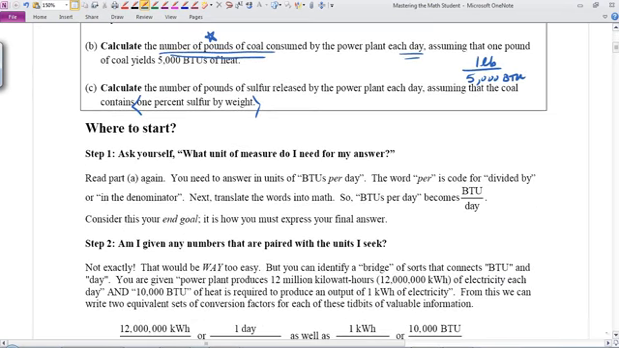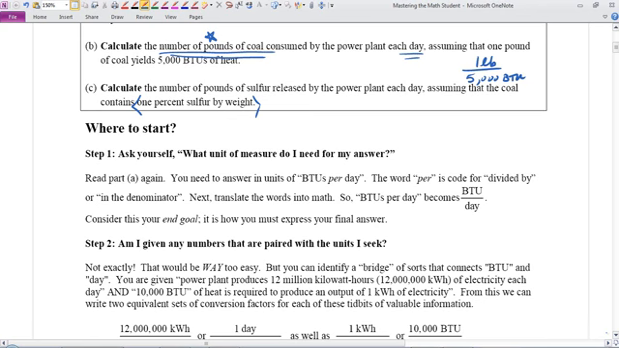All right, so if you are good with dimensional analysis and you already know what to do, you are more than welcome to fast forward right on past this part. But if you're scratching your head wondering, I don't even know where to start, then keep listening. We're about to become close friends. So ask yourself, what unit of measure do I need for my answer? That's how you get started.